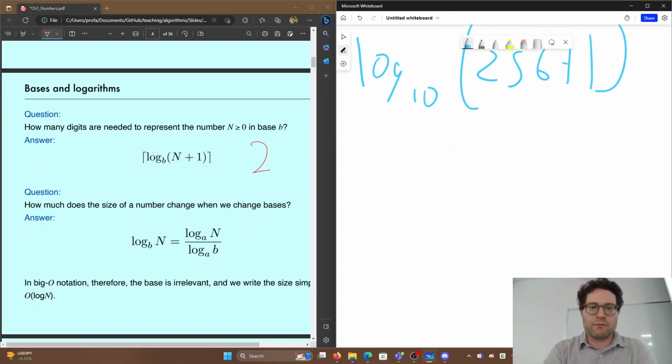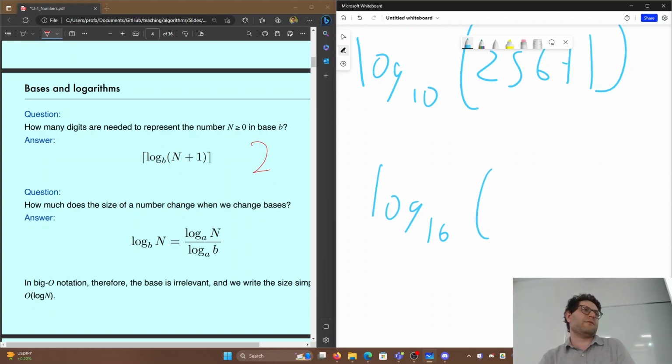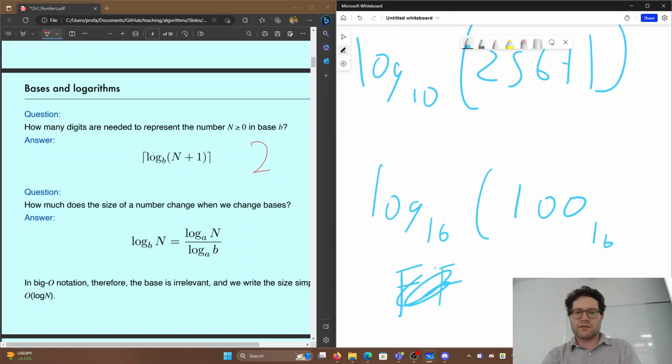And let's represent this one in log base 16. That's hexadecimal. If you know your hexadecimal, 255 is FF, 0 to 255. So 256 should be 100 in base 16. Yeah, that makes sense.